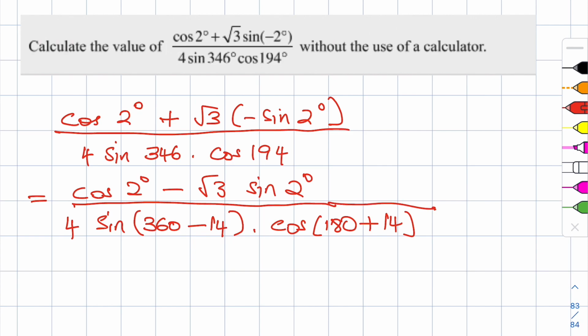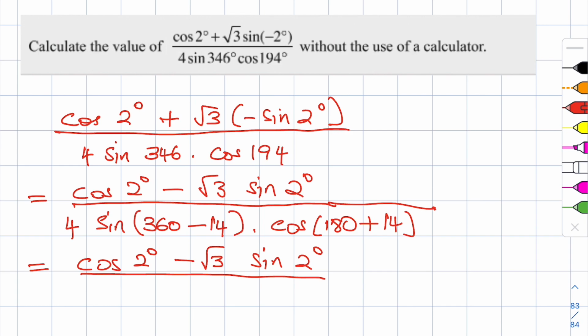Okay. So we leave the numerator as it is. Cos 2 degrees minus square root of 3 sine 2 degrees all over 4 times, this will be negative sine 14 times quadrant number 3. This is quadrant number 3. Cos is negative, so it's negative cos 14.